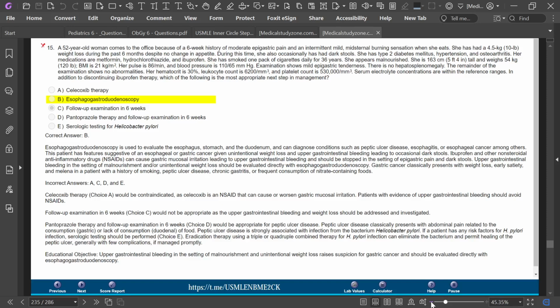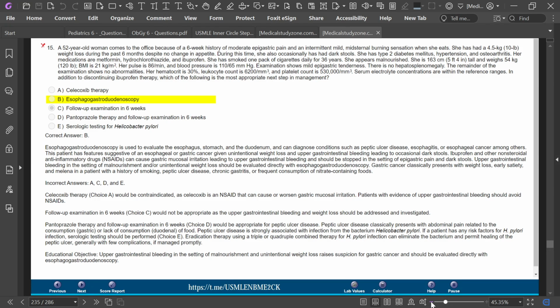The patient has features suggesting esophageal and gastric cancer, given unintentional weight loss and upper GI bleeding leading to occasional dark stool.